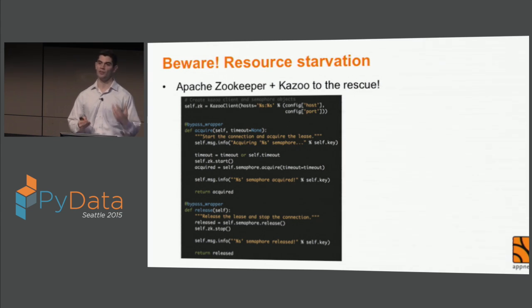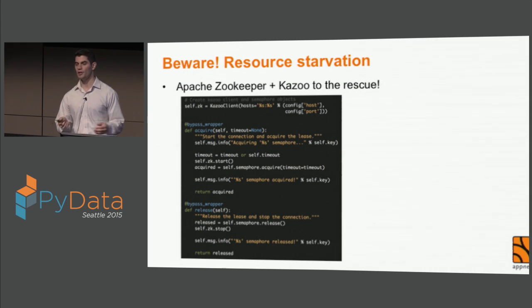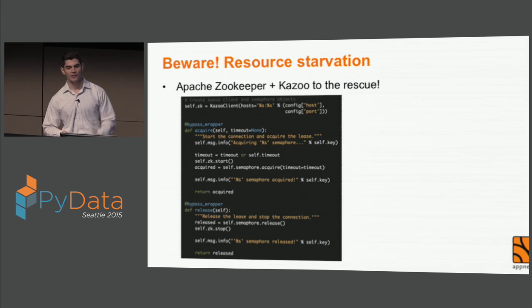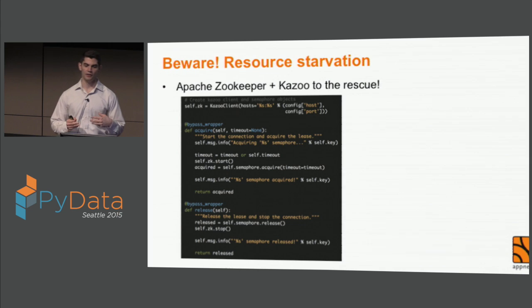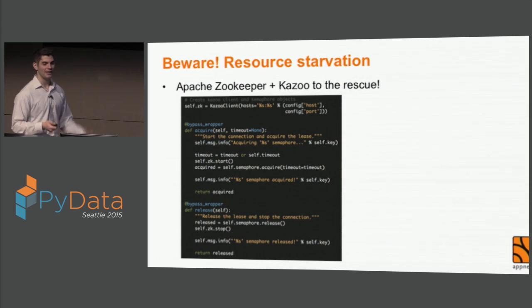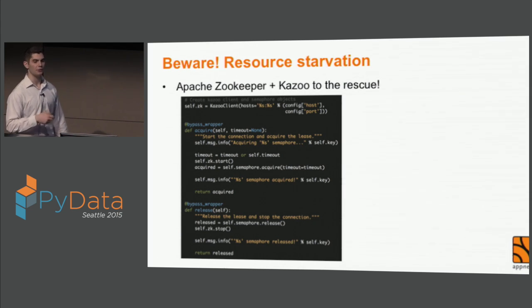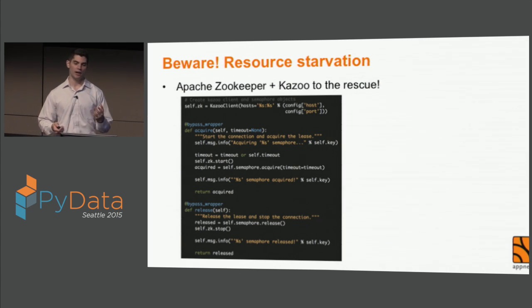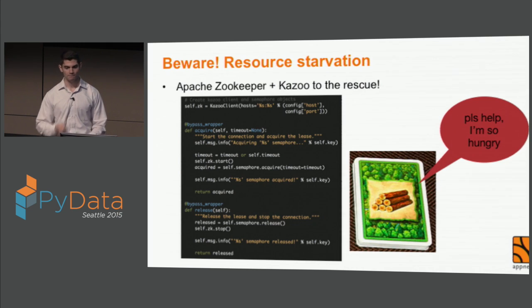So we noticed that in the process of querying Vertica so frequently, we'd often find that a lot of our queries would fail because of resource starvation. To prevent that, we use Apache Zookeeper, which is a service that provides distributed synchronization for systems like this. It was really helpful for mitigating these resource starvation problems. And we use Kazoo, which is a Python package used to interact with Apache Zookeeper.